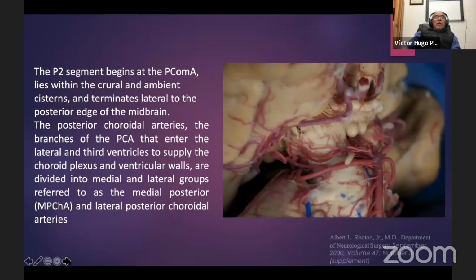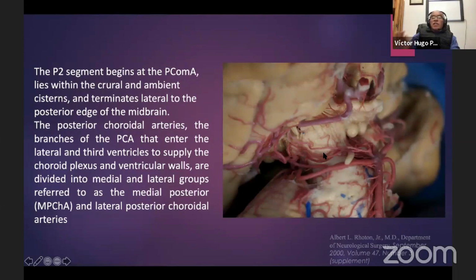The P2 segment begins at the posterior communicating artery, lies within the crural and ambient cisterns. This is the crural and ambient cisterns, and terminates lateral to the posterior edge of midbrain. The posterior choroidal arteries, the branches of posterior cerebral artery, enter the lateral and third ventricles to supply the choroid plexus and ventricular walls, and are divided into medial and lateral groups referred to as the medial posterior choroidal artery and lateral posterior choroidal arteries. So here we have a posterior cerebral artery.